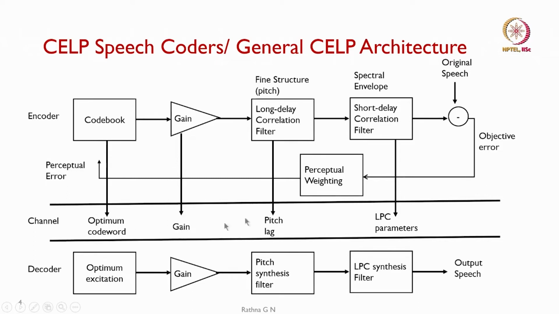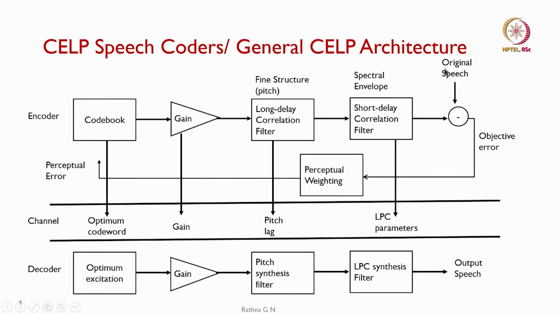From the gain you put it to the gain, and the next one is our spectral envelope, basically how we look at it, that is the short delay correlation filter, to get our LPC parameters. So, these are the four: the code word, the gain, the pitch lag, and the LPC parameters, which are passed through the transmission channel.